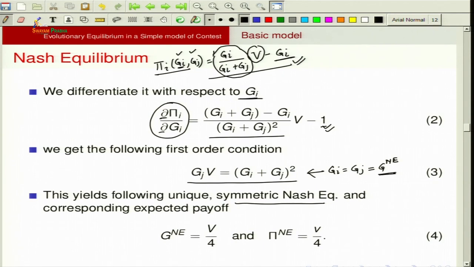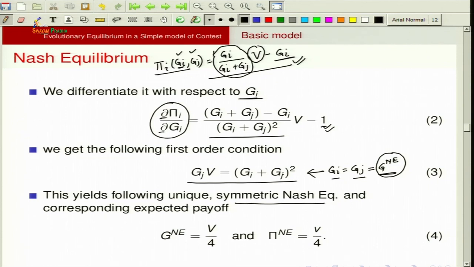So, in one of the previous classes, we discussed symmetric games and symmetric Nash equilibrium. Same thing we are applying here. In symmetric Nash equilibrium, the equilibrium effort level of both the players will be equal to one value, that is GNE. That is how symmetric Nash equilibrium works.